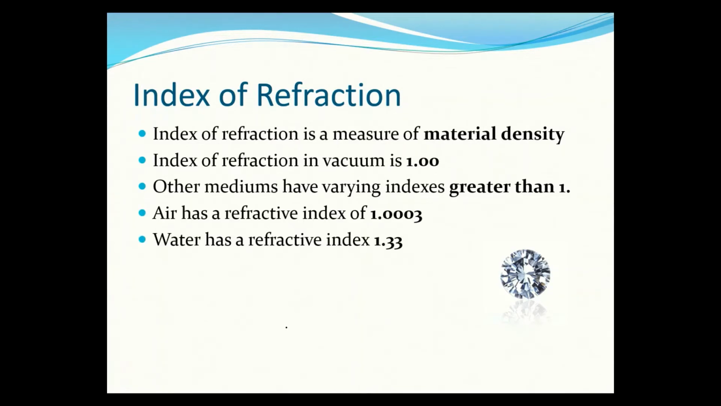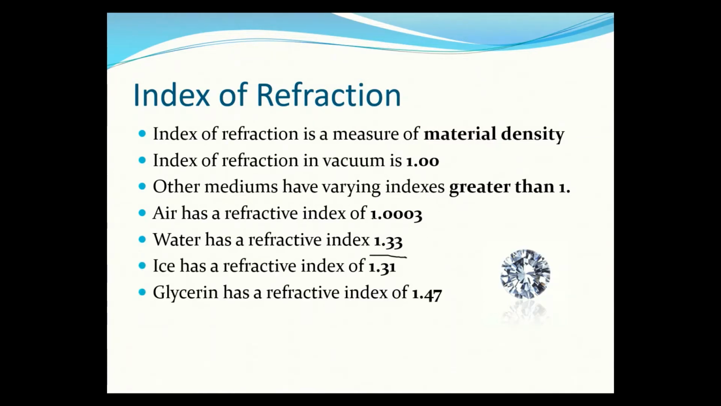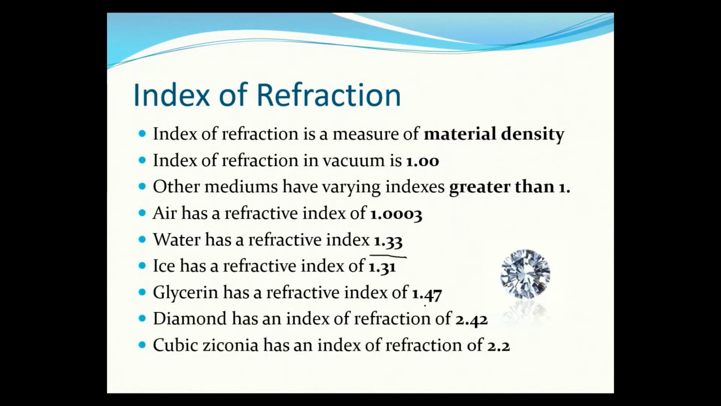Air is just a tiny little bit greater than 1, so it's basically 1. Water is 1.33, and that depends on the temperature and salinity, so how much salt is in the water. Ice is a little bit less, glycerin is more. Diamond has a big index of refraction, and that's why people like diamonds, because they're sparkly, we'll talk about that. And cubic zirconia, which is a fake diamond, is 2.2, and that's why people don't want it, because it's not as sparkly.